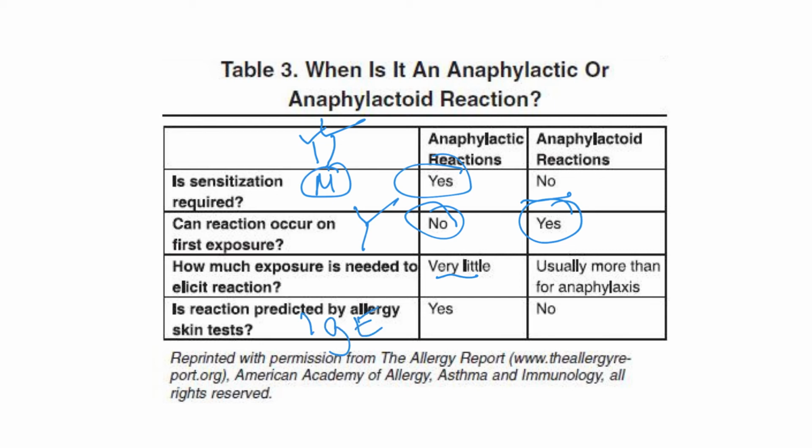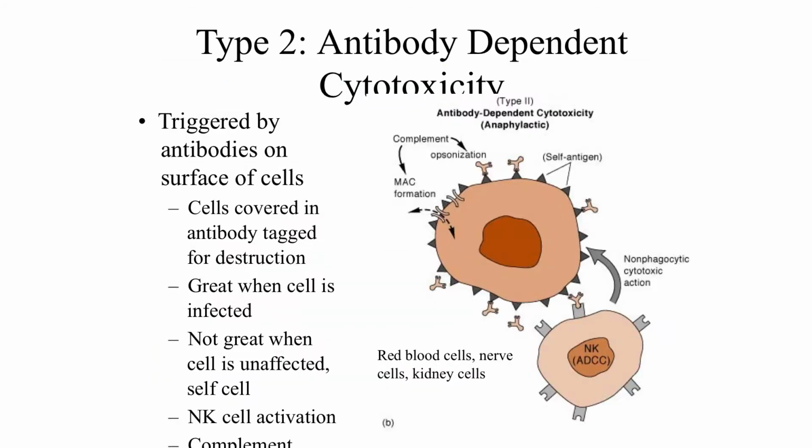So if you bring them to the lab and get testing done, you can detect an IgE antibody for various allergies. There is no IgE antibody for anaphylactoid, so it cannot be predicted or found in any way by an allergy test. So that was the longest one. That was our type 1 hypersensitivity.